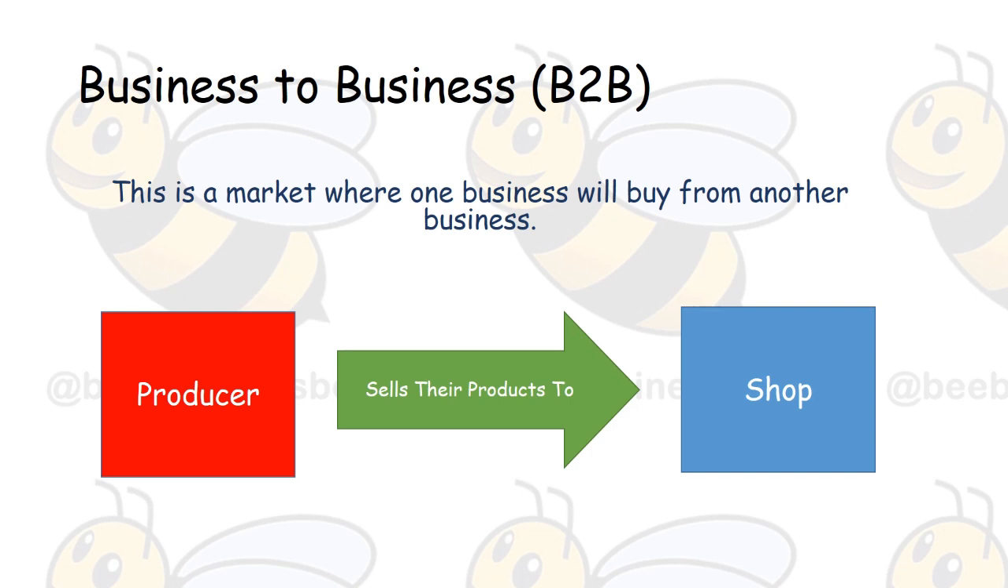We have two different types of market. The first type of market we're going to look at is business to business, sometimes called B2B. In the business to business market, this is where one business will typically buy from another business. So for example, the producer or the manufacturer of the product will sell their product to another shop. That's one business selling to another business.